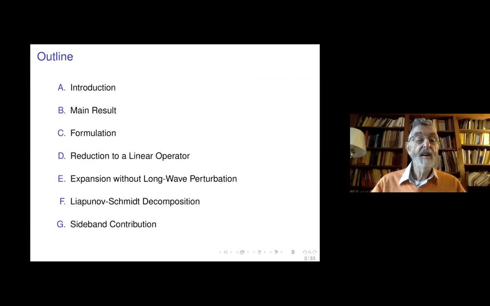Here's the outline. Except for A and B, it's basically the proof of this instability. But we have to set things up. The most important things in the proof are the linearization, and then later on the Lyapunov-Schmidt decomposition. Okay, so let me begin by just saying what the basic setup is.